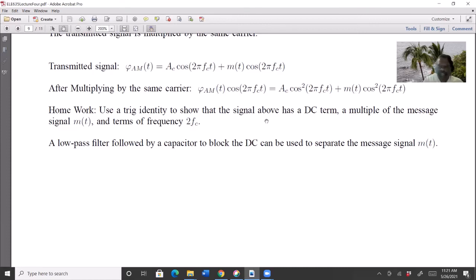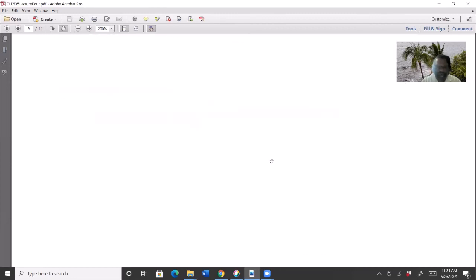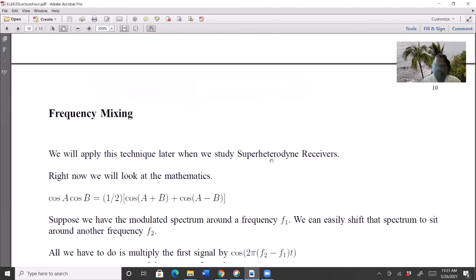So please try to do this trig identity part on your own. And sometimes, to get rid of the high frequencies, you can use a low pass filter, and the DC term can be blocked by using a capacitor. That's it. I didn't draw a diagram. If you want, you can draw a diagram. Okay, so let's see what else is here.